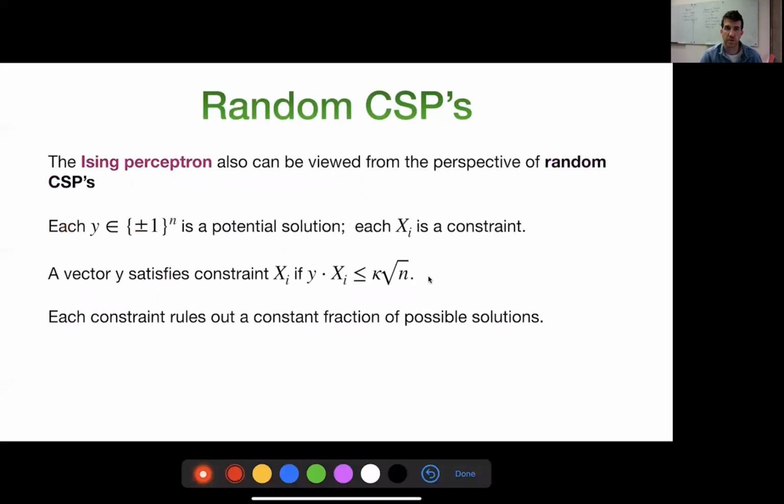Okay, so you can translate the Ising perceptron to this perspective. Each Hamming vector y is a potential solution, each xi is a constraint, and a vector y satisfies the constraint if the pairwise dot product is at most kappa square root n. And again, because we've chosen the scaling kappa square root n, each constraint rules out a constant fraction of all possible solutions. And we want to know how many random constraints we can add and still have solutions. So really it is a very similar setting. And now the storage capacity corresponds exactly to the satisfiability threshold.